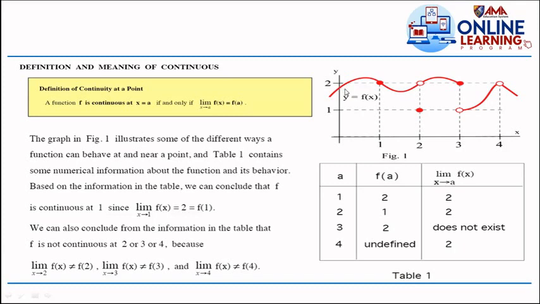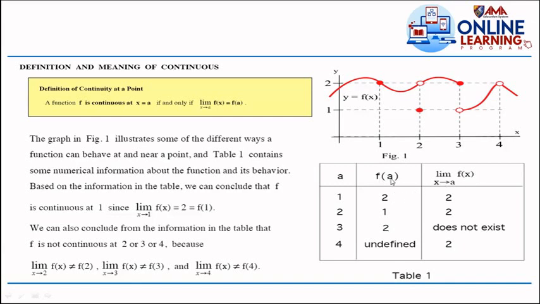Okay? So in your table 1, we have your 3 columns. Your a, we have 1, 2, 3, and 4. These are the values of your x coordinates, no? So we have your second column, f(a), and the third column, the limit of f(x) as x approaches a. Ito na siya.